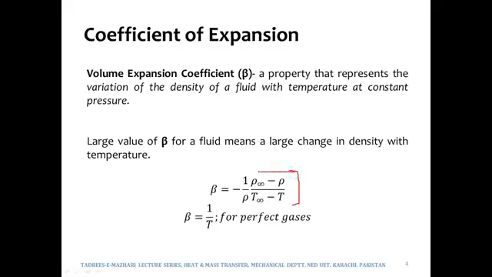So over here in the first expression we are only being told, or shown, that this volume expansion coefficient beta is related to the density differences which are caused by temperature differences.